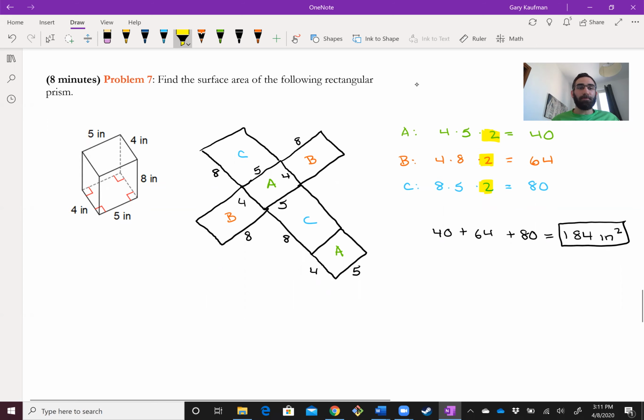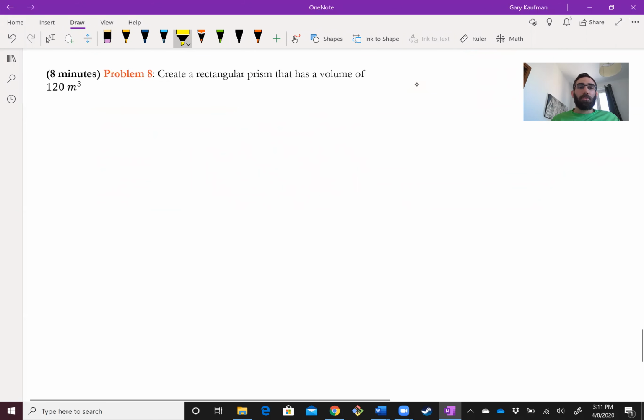Last question. Create a rectangular prism that has a volume of 120 meters cubed. There's infinite possibilities. I look forward to seeing what you create.